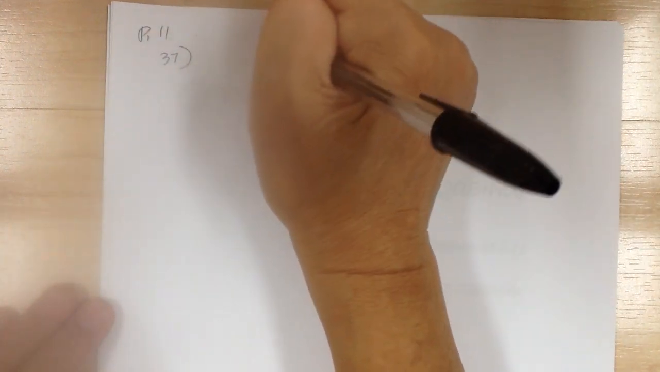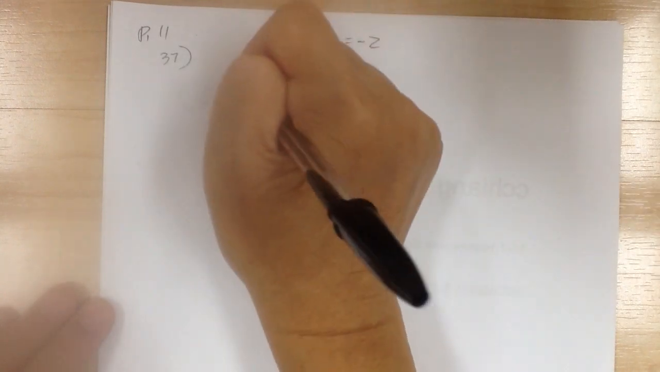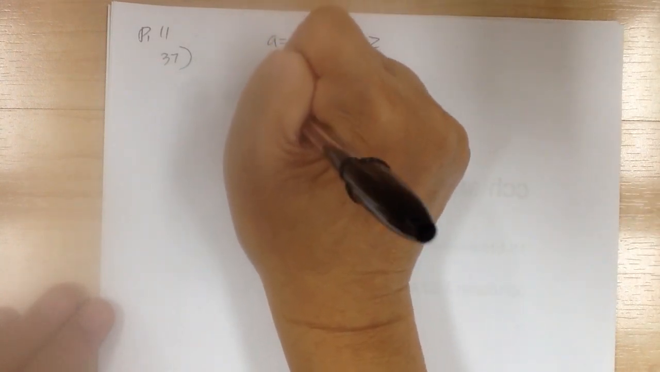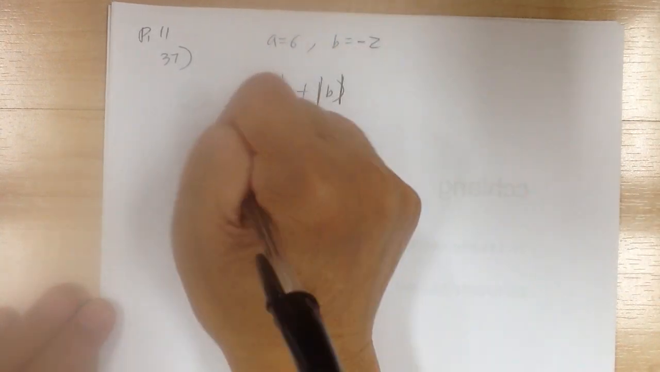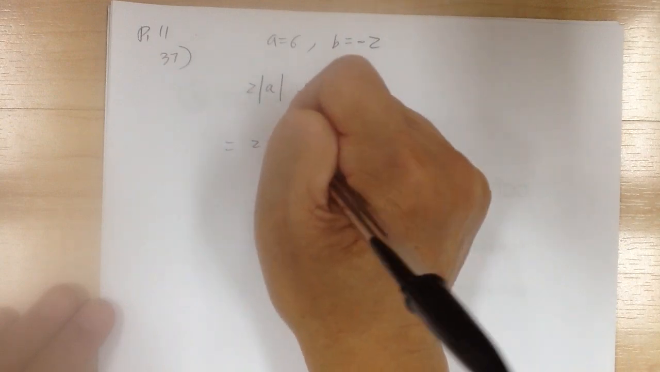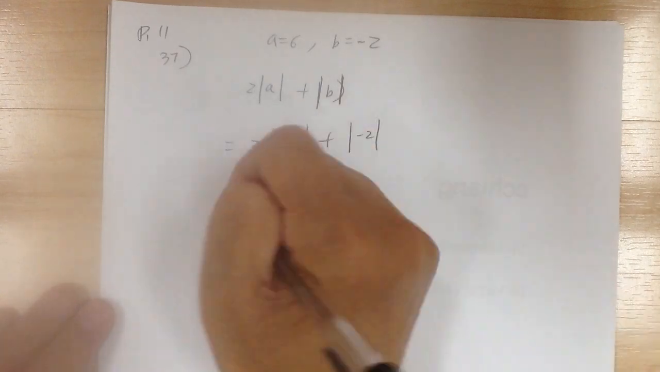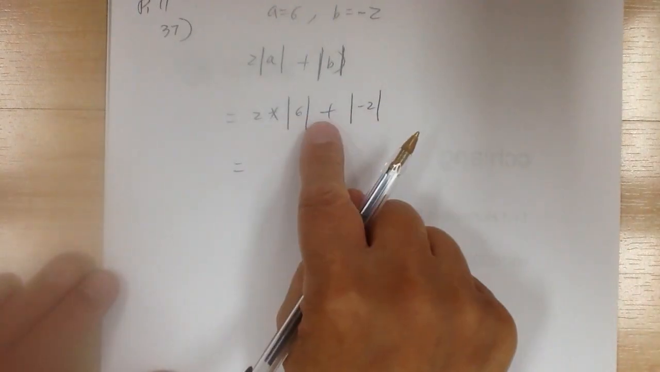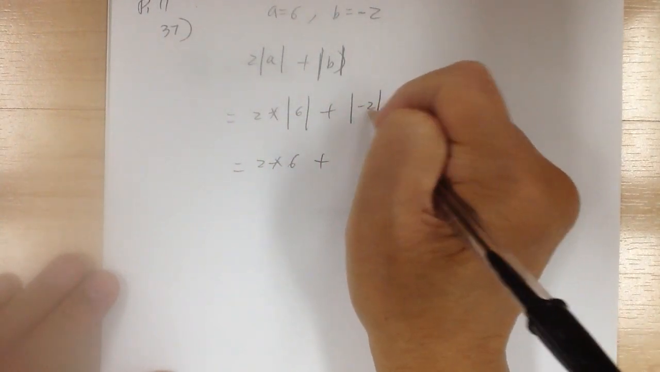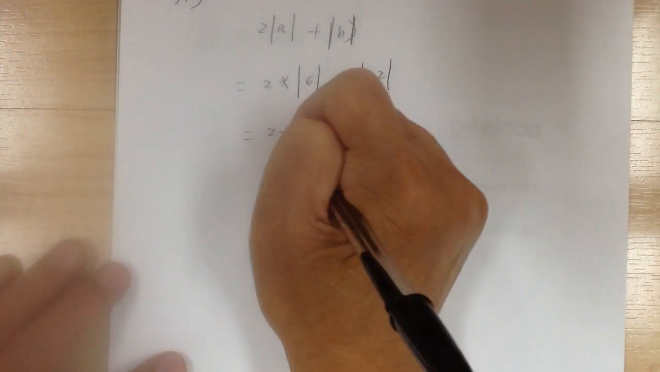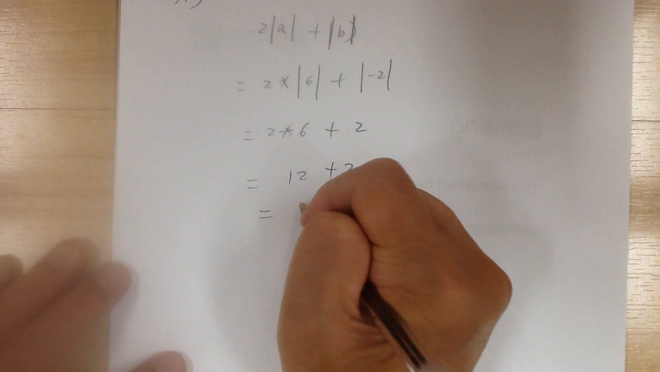Okay, number 37, you got a equal to 6, b equal to negative 2, and you have 2 times the absolute value of a plus the absolute value of b. So this becomes 2 times the absolute value of 6 plus the absolute value of negative 2. First let's take care of absolute value. So the absolute value of 6 would be equal to 6. And the absolute value of negative 2 would be positive 2. And you have to do multiplication before addition, so this becomes 12 plus 2, and this will be equal to 14.